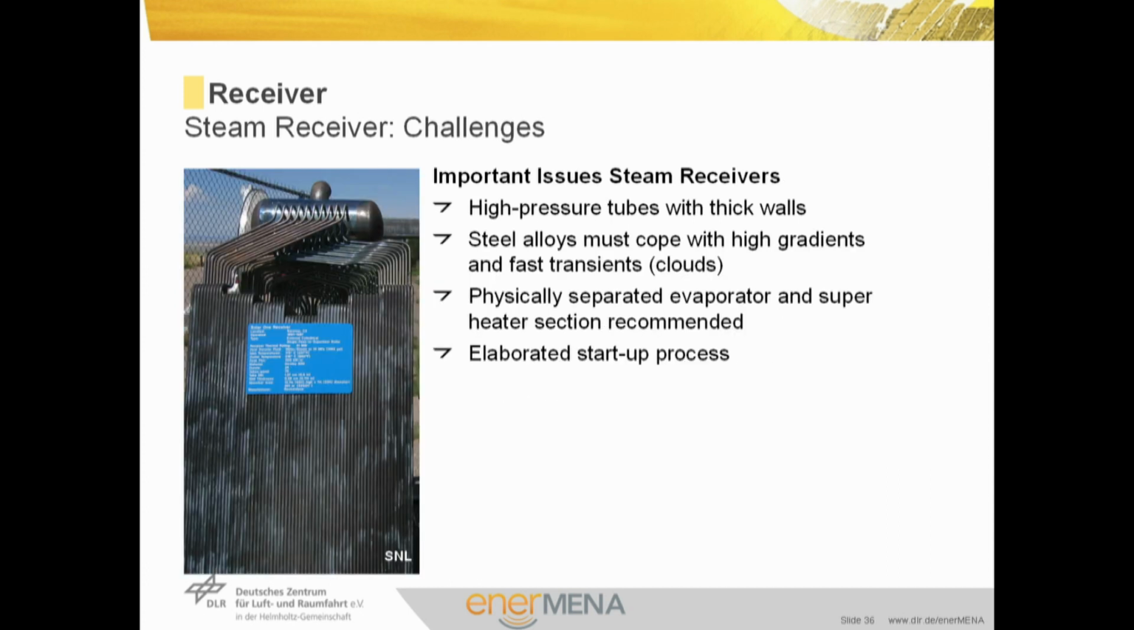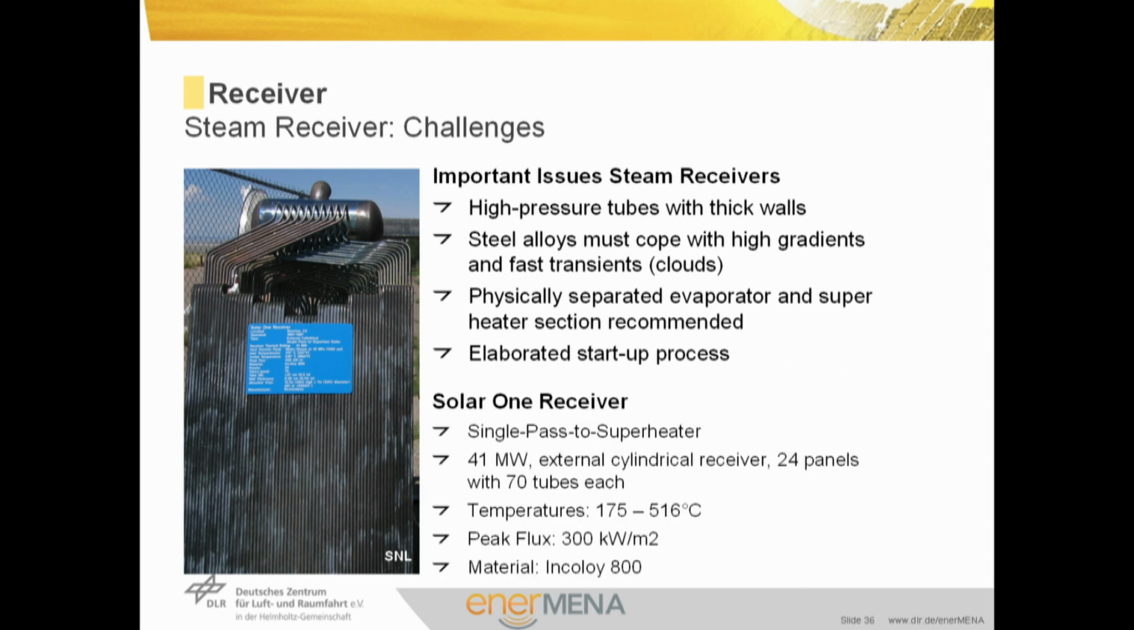There are some important issues connected with steam receivers, which people learned during the first projects. So we have to use high pressure tubes with thick walls. Steel alloys must cope with high gradients and fast transients. Evaporator and superheater sections should be physically separated, and the startup process has to be elaborated. On the left you see an image of a Solar 1 receiver. This receiver was a 31 megawatt thermal receiver. It was a single pass superheater receiver, and the peak fluxes achieved were about 300 kilowatt per square meter.